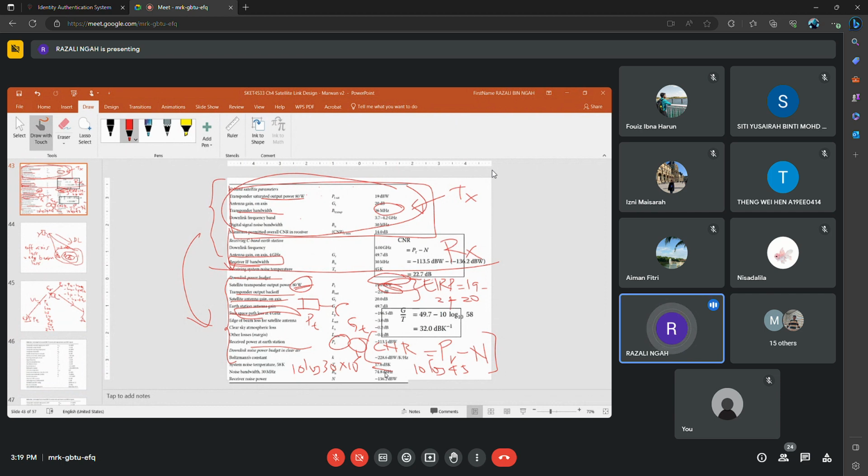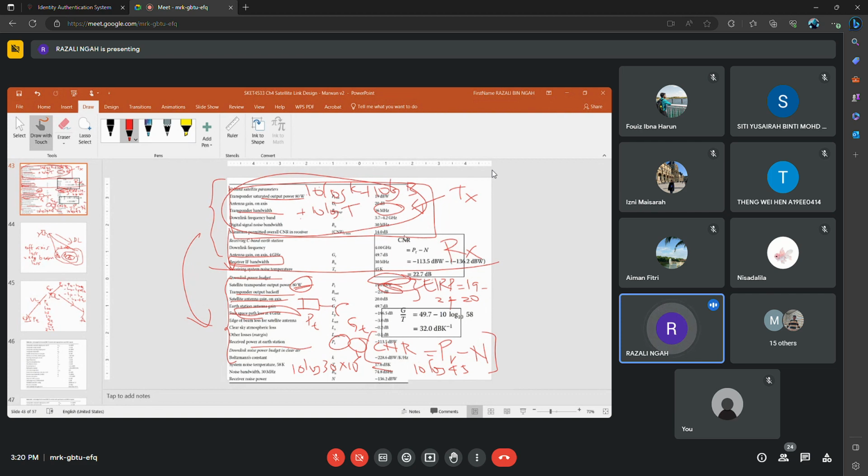Then this refers to KTB, which is 10 log K plus 10 log TS plus 10 log B. So you add together, you will get noise power. So your noise power is minus 136.2.